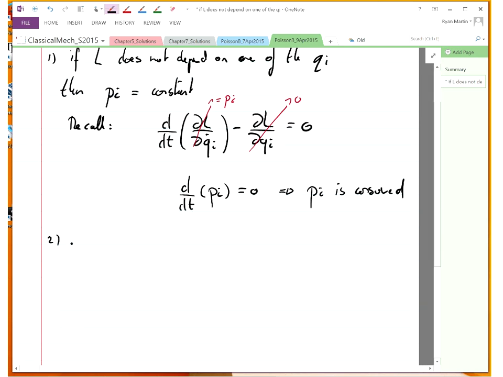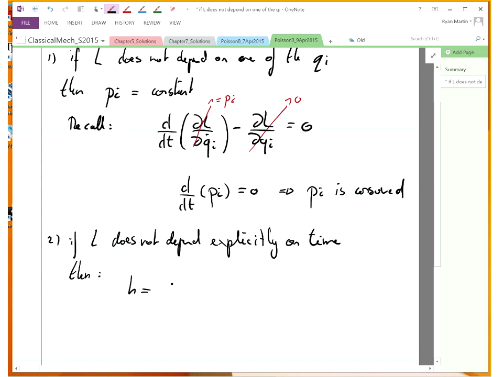Similarly, we also had that if L does not depend explicitly on time, then the quantity that we call the Jacobi integral, the sum from i equals 1 to n of qi dot pi minus L, is also equal to a constant.